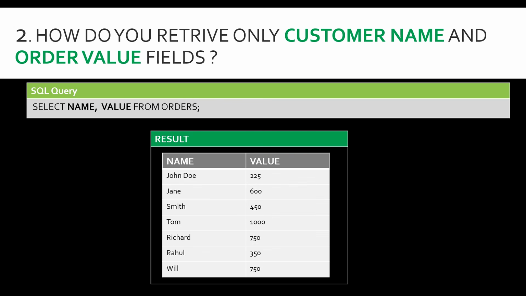Now if you see, the result will have only two fields or two columns corresponding to the customer name and the order value. It won't show all the fields from the table. So this will help you focus while you're doing the analysis when you're looking for only certain fields and their values.